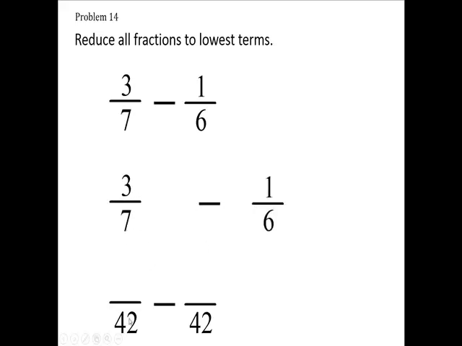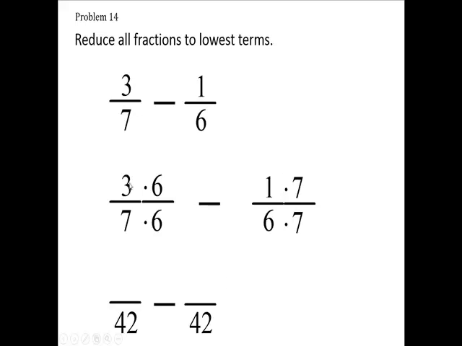7 times what is 42? 42 divided by 7 is 6. So 7 times 6 is 42. 3 times 6, we'll do that in a minute. We'll get our 18 in a minute. Right now I'm going to make the 6 into 42. 42 divided by this 6 is 7. So 6 times 7 is 42. 1 times 7 is 7.